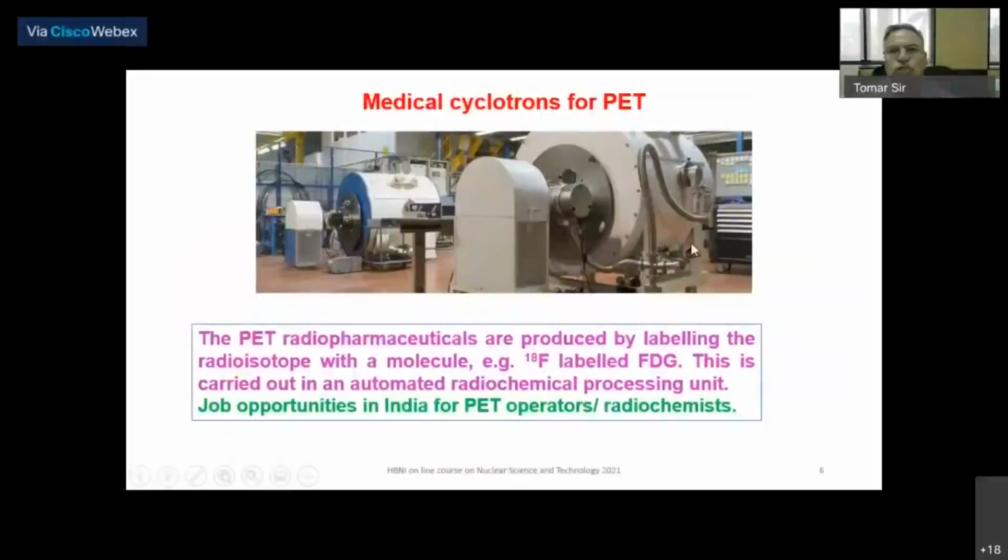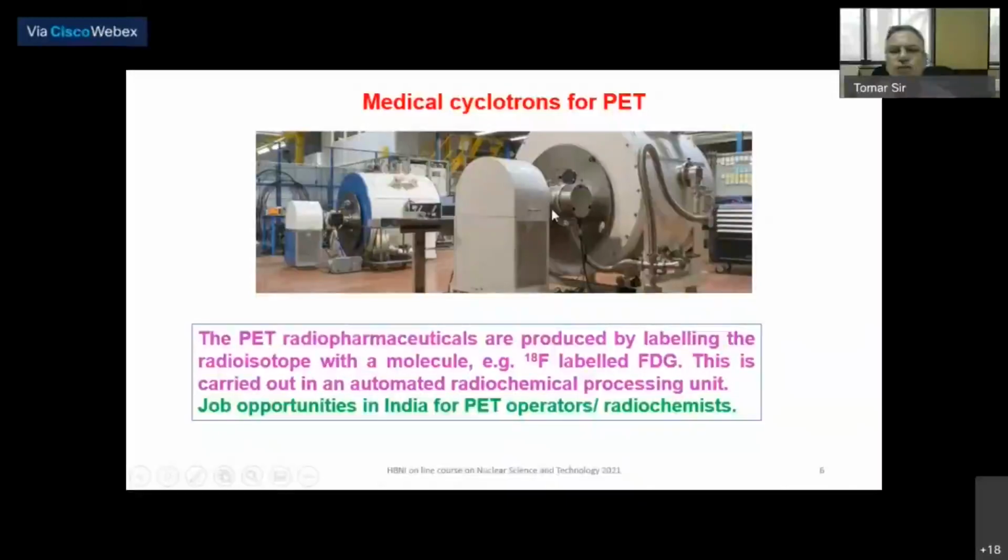Of course, there are now several medical cyclotrons, dedicated cyclotrons for producing PET isotopes in the country. The medical cyclotrons are producing PET pharmaceuticals by labeling the radioisotope with a particular molecule. For example, F18, you label with fluorodeoxyglucose. You replace the F19 by F18. And for this, there is a dedicated automated radiochemical processing unit.